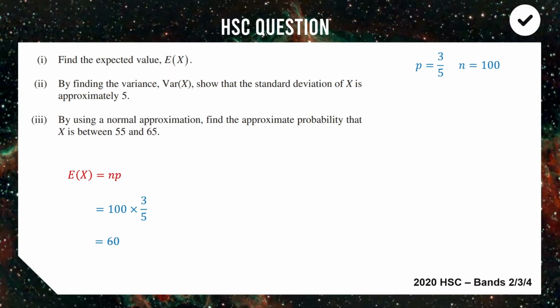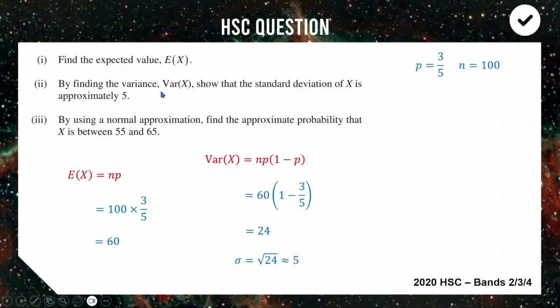Okay, for part 2, by finding the variance, show the standard deviation is approximately 5. So using our variance formula once again of np(1 minus p). So we have 60 for np, and we have 1 minus 3/5 for 1 minus p. This gives us a value of 24, which is pretty close to 25. So when we do the square root of our variance to get our standard deviation, it's going to be like 4.9, which we're going to say, that's close enough to 5. So for the rest of this question, we're allowed to use that 5 is approximately our standard deviation.